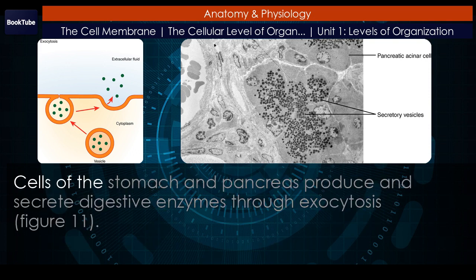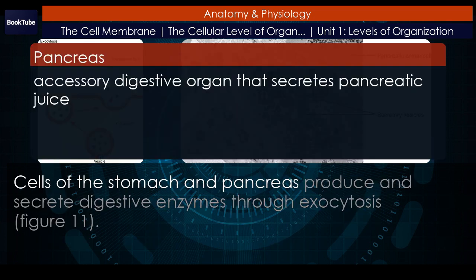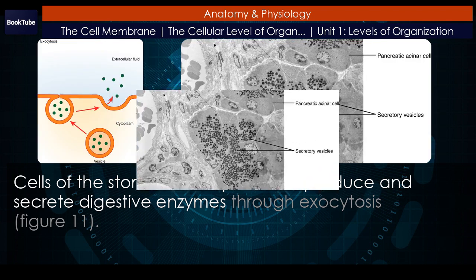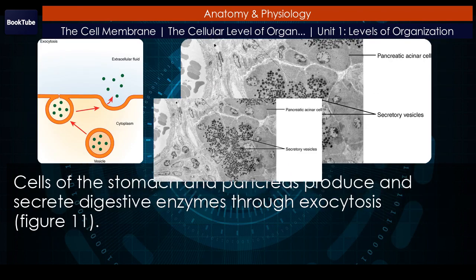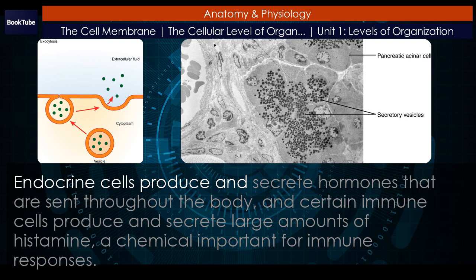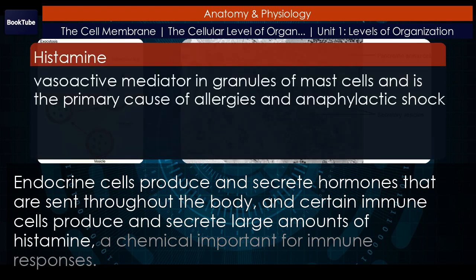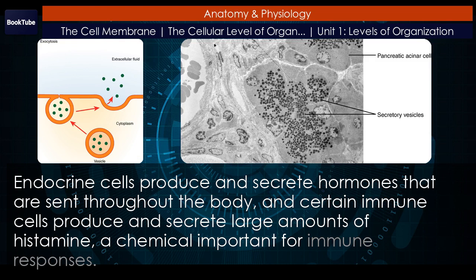Cells of the stomach and pancreas produce and secrete digestive enzymes through exocytosis. Figure 11. Endocrine cells produce and secrete hormones that are sent throughout the body. And certain immune cells produce and secrete large amounts of histamine, a chemical important for immune responses.